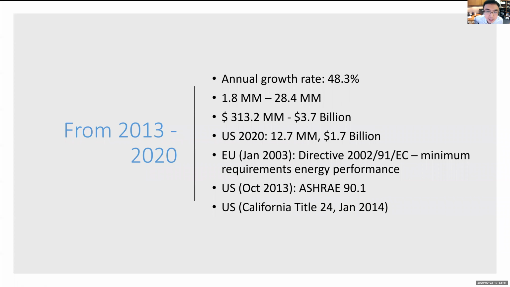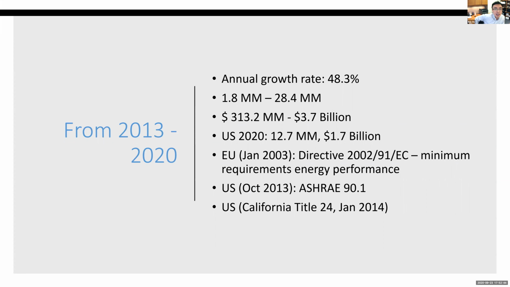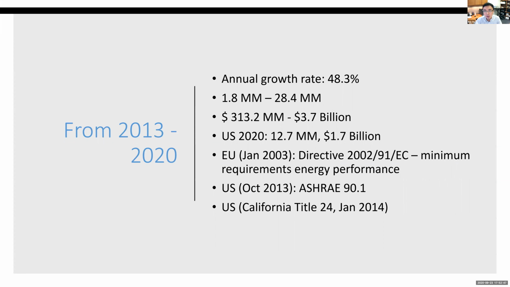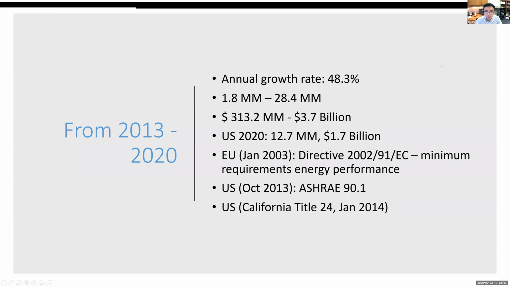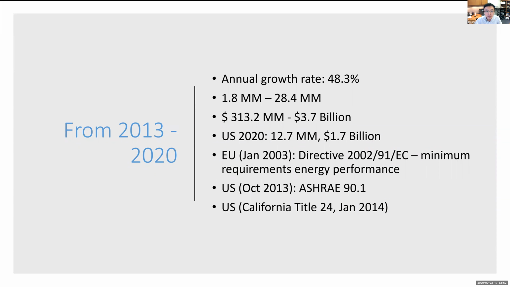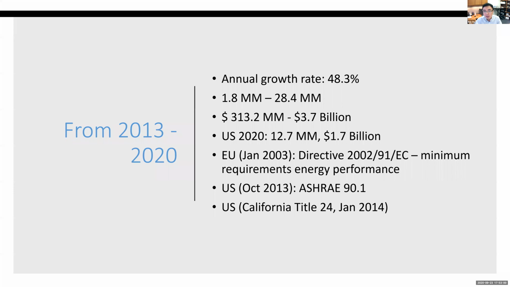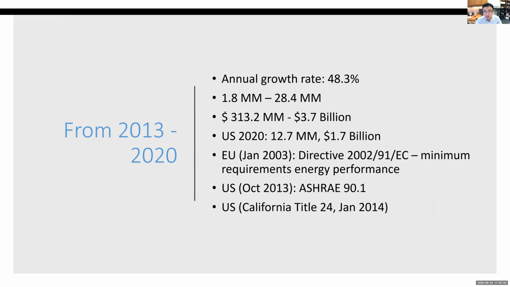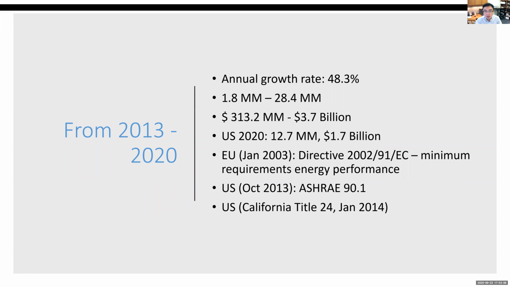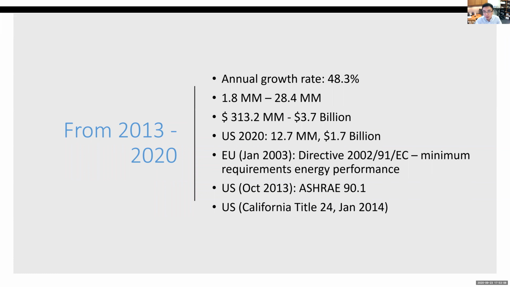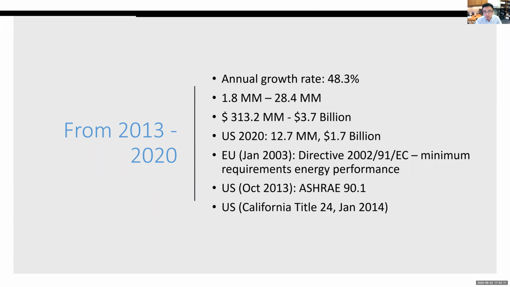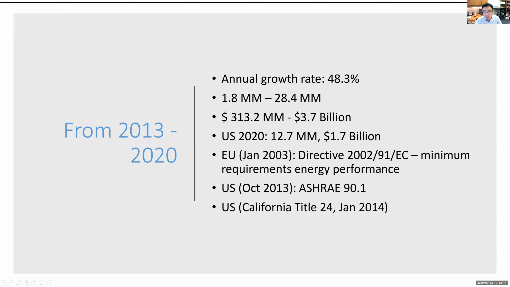And this is some statistics. In terms of the sensor market, the annual growth rate is around 48%. So every year it increases by 48%. And just in the past 7 years, from 2013 to 2020, we observed annual shipment go from 1.8 million sensors to 28 million sensors. And the market value actually increased dramatically from around $300 million to almost $4 billion in a 7-year period. So in the US only, we are talking about a $1.7 billion market for different kinds of sensors.